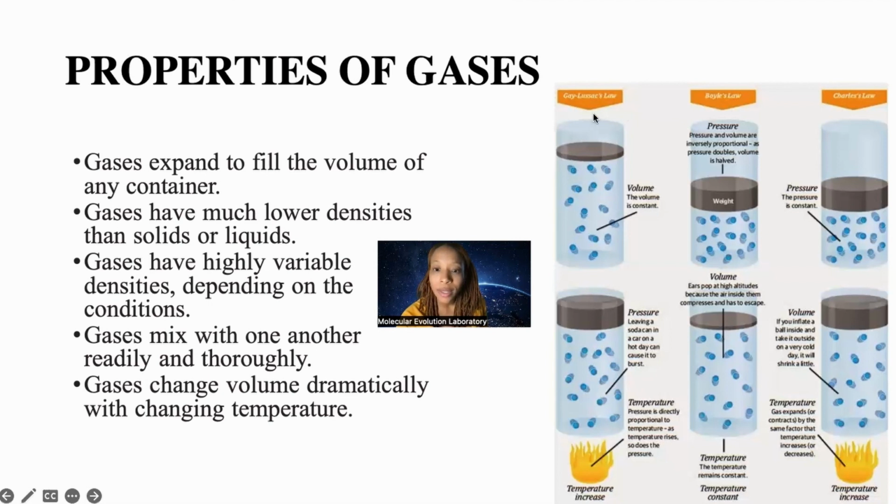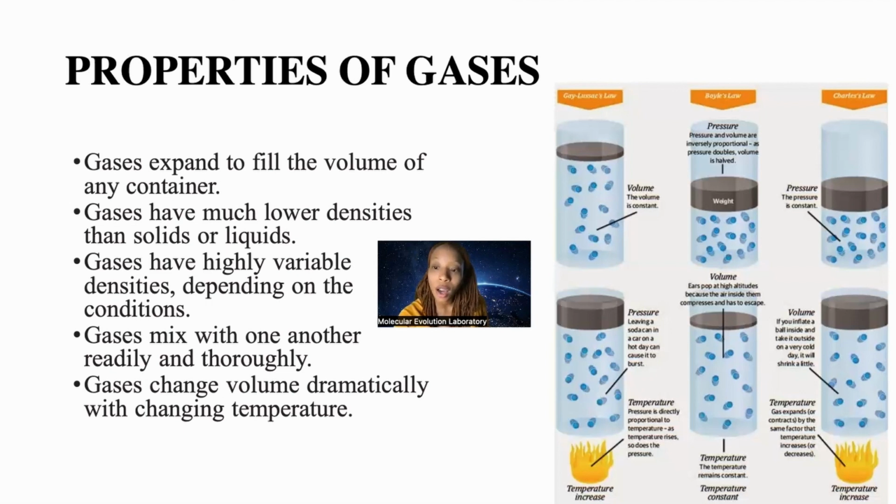So here we can see different gas laws. We mentioned Boyle's law, where pressure and volume are inversely proportional. So as the pressure doubles, the volume is halved. As the volume doubles, the pressure is halved.